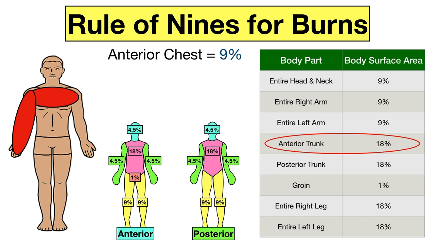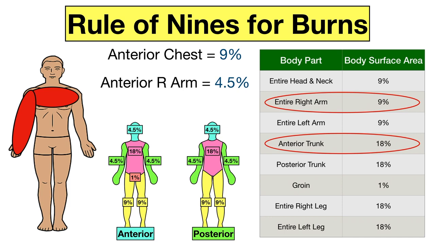Next we have the burn involving the entire anterior right arm. We know the entire right arm has a body surface area of 9%. Since this burn only involves the anterior aspect, then it's 4.5%. So this patient with partial thickness burns to the anterior chest and anterior right arm involves a total body surface area of 13.5%.